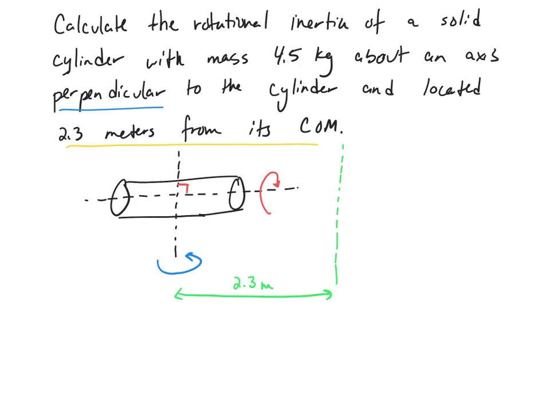So right off the bat, we can start by listing some givens. We're told that the mass of the cylinder, we'll call that M, is 4.5 kilograms. And we're told that the distance from the center of mass is 2.3 meters. So I'd definitely have to give you more information for you to solve this. So what other information would be necessary for this problem based on the formula from the table that we're looking at there? What other information do we need?